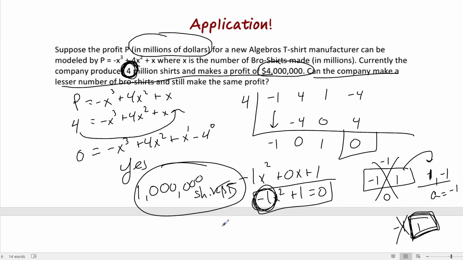Boom. Application problem. Done. All right, that wraps up this particular section, 4.4. It was synthetic division, synthetic substitution, with some long division in there. But there you go. If you need any help, ask questions. If not, you should be good to go. Remember, take notes, do work, be successful.